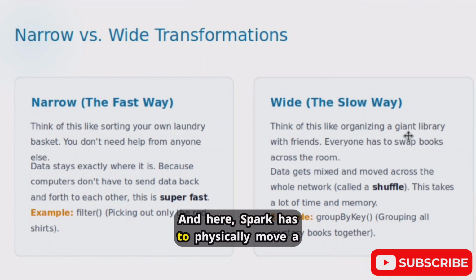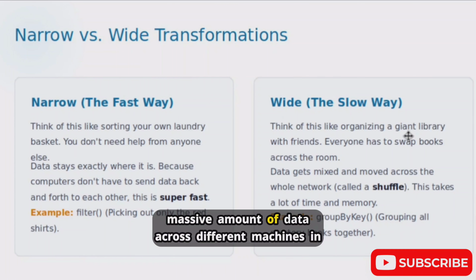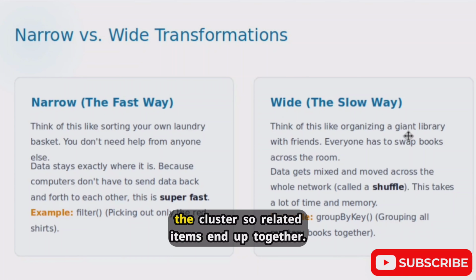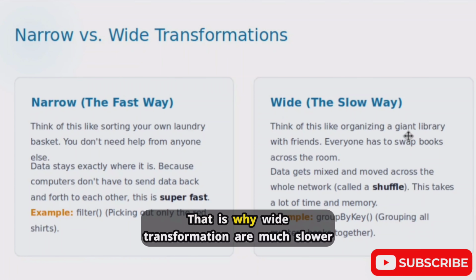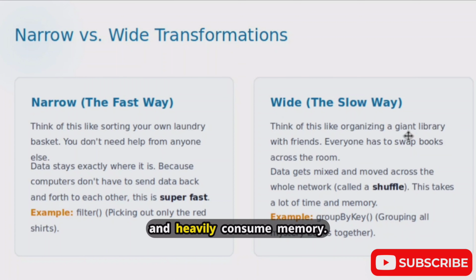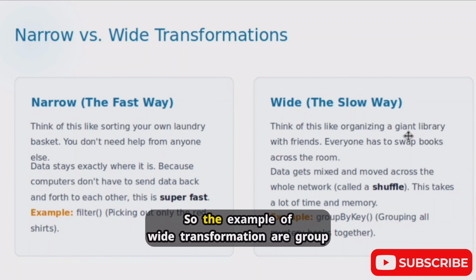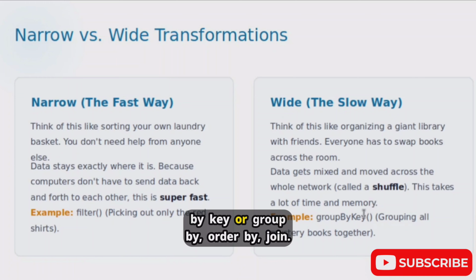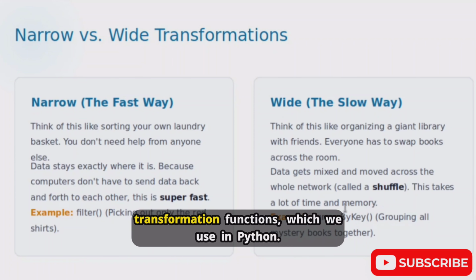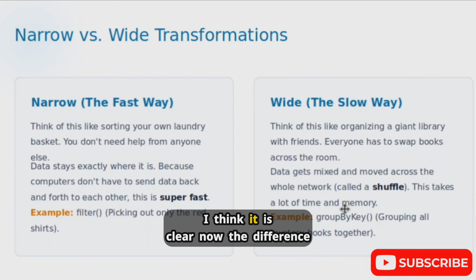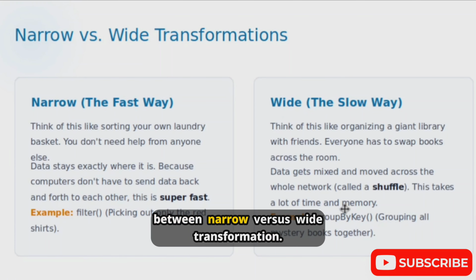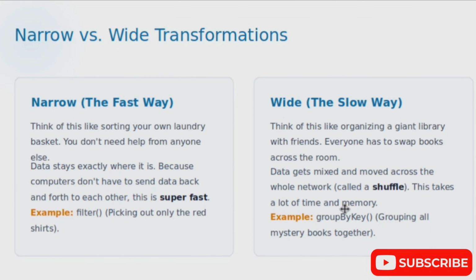Here Spark has to physically move a massive amount of data across different machines in the cluster so related items end up together. That is why wide transformations are much slower and heavily consume memory. Examples of wide transformations are group by key, group by, order by, and join. All those functions are known as wide transformation functions which we use in PySpark. I think it is clear now, the difference between narrow versus wide transformation.